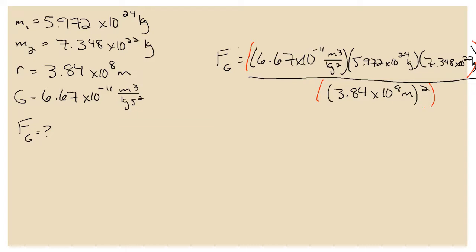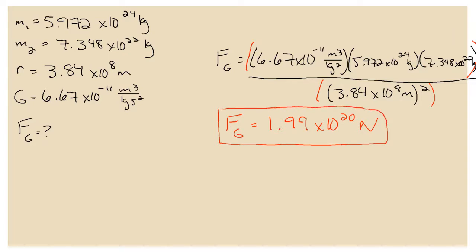And when you do that math correctly in your calculator, so make sure you can do this. If you're having issues with your calculator, let me know. You get 1.99 times 10 to the 20 newtons. Now, how do we end up with newtons? Well, a newton is a kilogram meter per second squared.